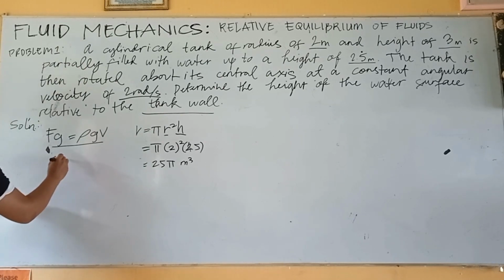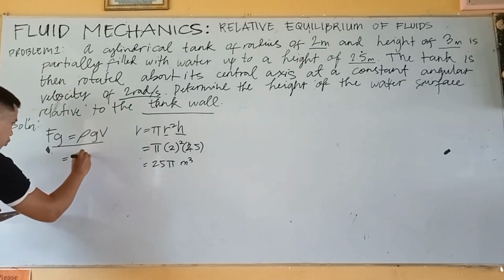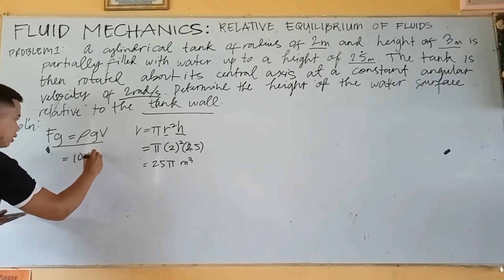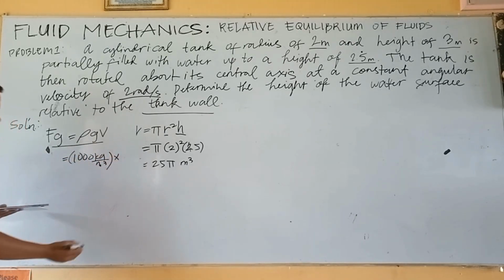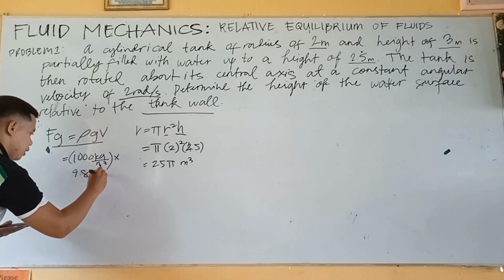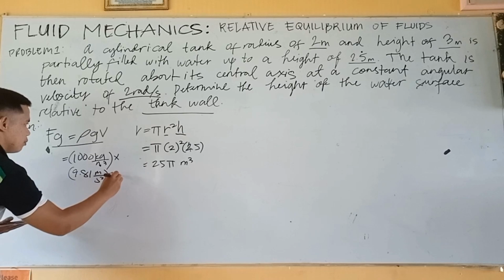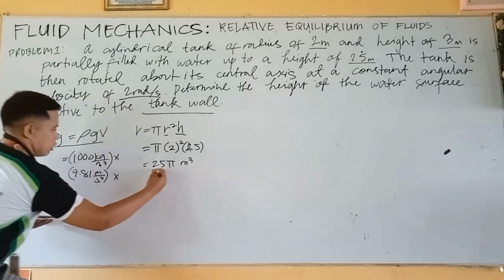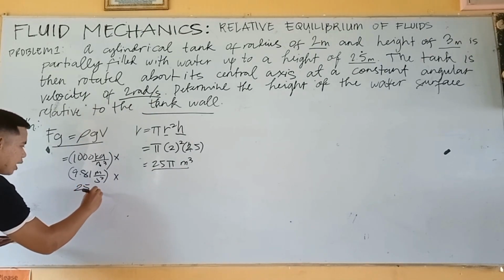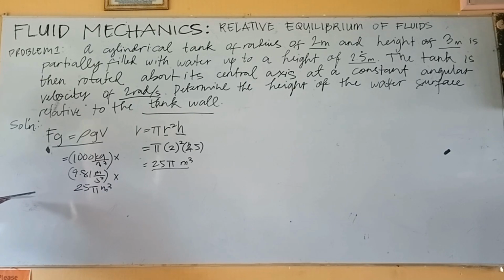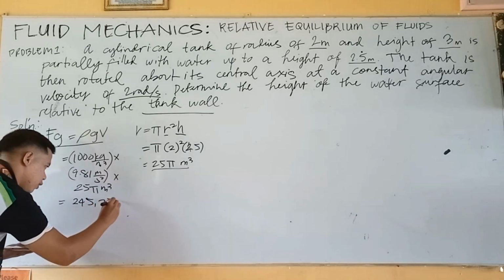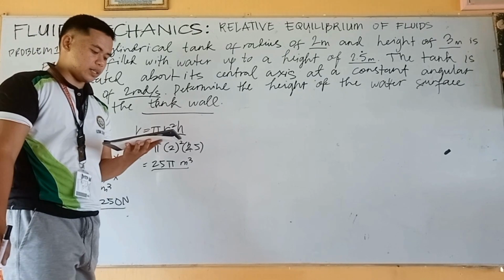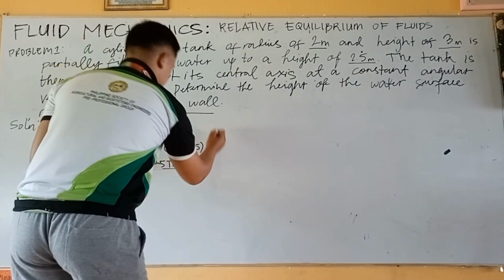Gravitational force equals the density of the water, 1,000 kilograms per cubic meter, times the gravitational acceleration, 9.81 meters per second squared, times the volume of the water, 25 pi cubic meters, which is equal to 245,250 Newtons. Next, the centrifugal force acting on the water.